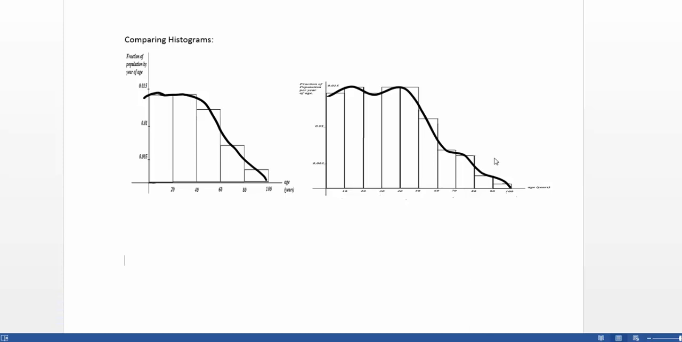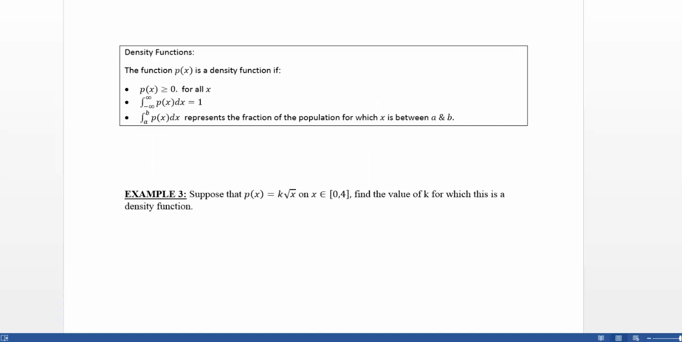So now that we've explored this example, let's look at what some of the properties of density functions are. The function little p of x is a density function if little p of x is always greater than or equal to 0 for all x. So the things that we measure should only have positive values.